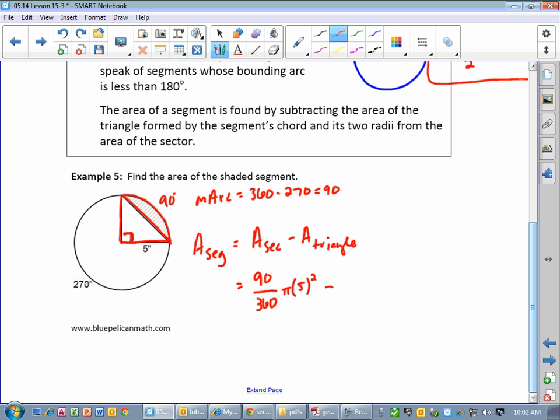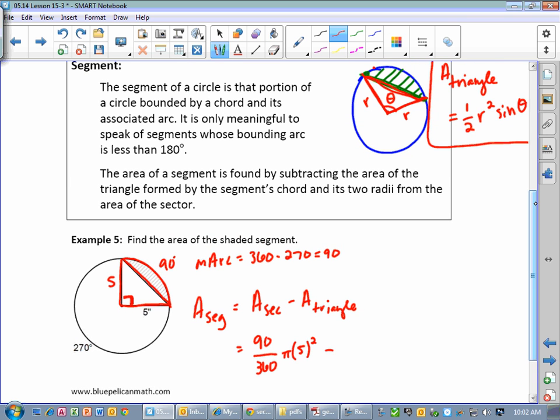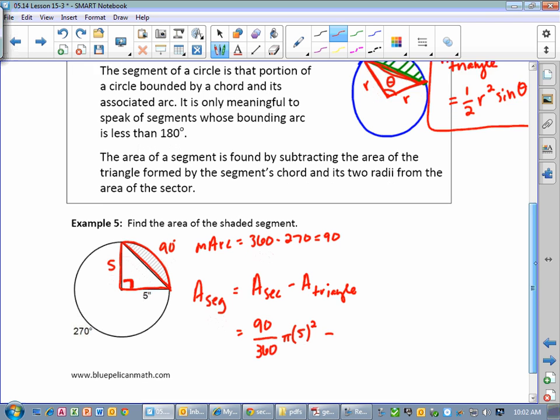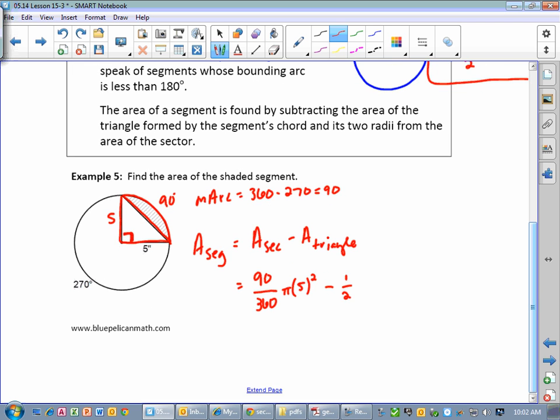Now the area of that triangle, notice this is 5 inches, so is this because it's a circle. All right, so these are the same. And so we have this situation up here where we've got the radii and the angle between them. So what is theta for this particular triangle? 90. And so we're going to say 1/2 times radius squared, which is 5 squared, times the sine of 90 degrees.